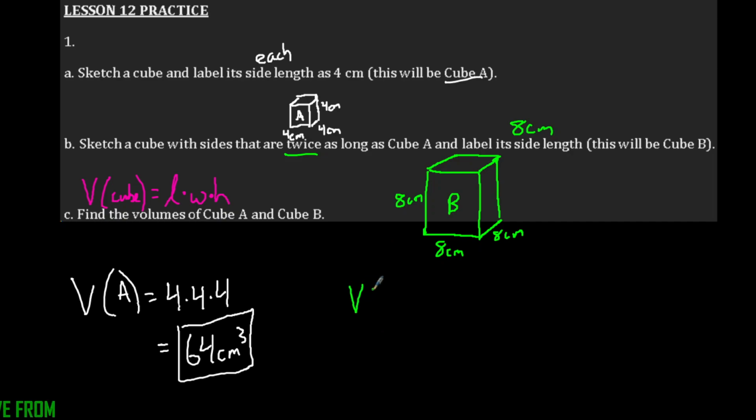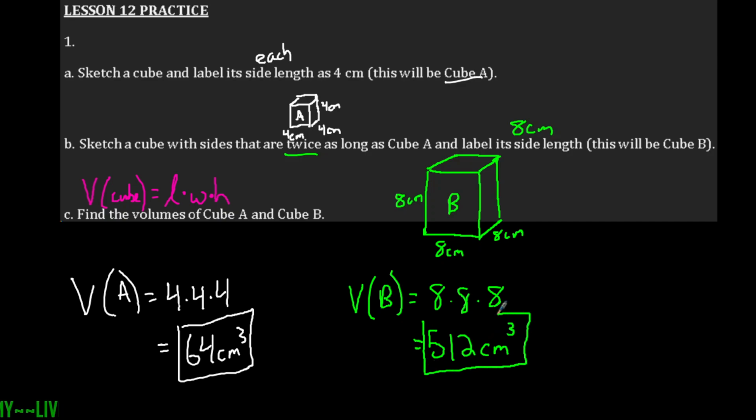Then same idea for our cube B. We're going to say volume of B is going to be equal to 8 times 8 times 8, which is the same as 512 centimeters cubed. So notice that even though we doubled the side length, since each side length is doubled, that means that it's going to be almost like we multiplied by another scale factor.